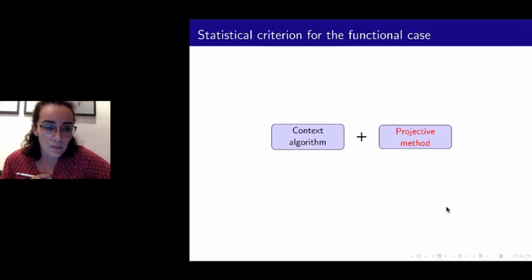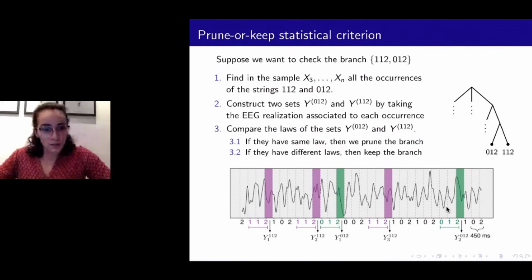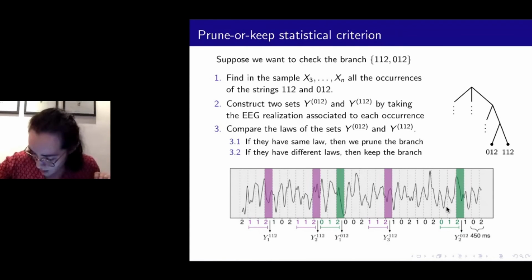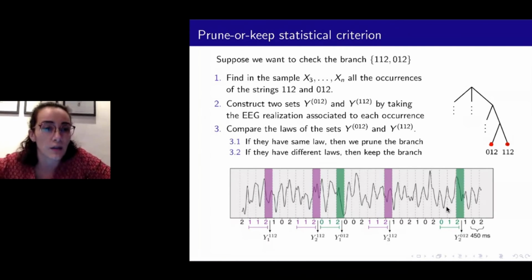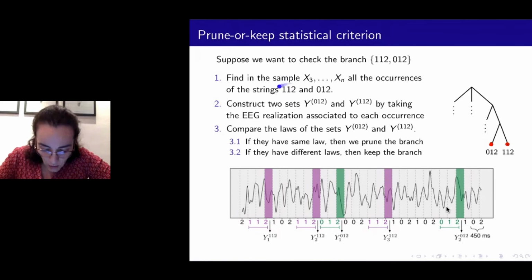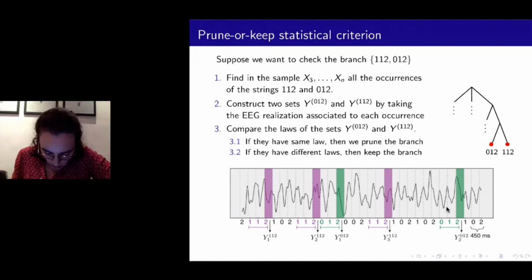This is our prune or keep criterion, okay? So suppose we have this biggest tree possible, and then we want to prune or keep some branch. In this case, in particular, I'm choosing this branch here. In our experimental protocol, for instance, 0, 1, 2 and 1, 1, 2. What we want to do? We will find in the sample each time that each one of the sequences appears. So for instance, it's appearing here, 1, 1, 2, 1, 1, 2, 1, 1, 2, and appearing in green here, 0, 1, 2, 0, 1, 2.